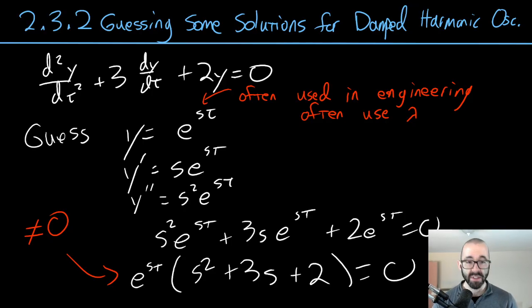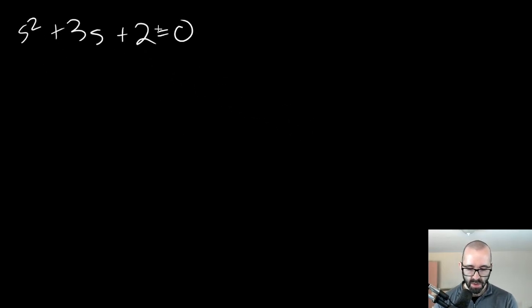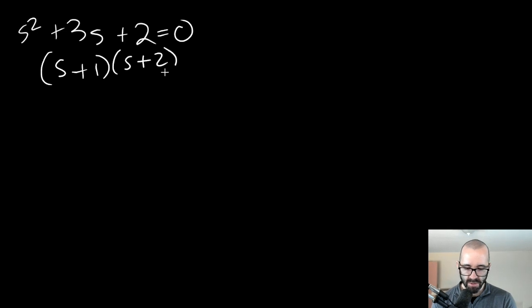Also, specifically, we want this to equal 0 for all time. It seems to be true everywhere. So we're going to say, okay, what value of s will make this equal to 0? That'll give us an answer. When we solve that, this is a quadratic. We're going to get s plus 1, s plus 2. You could use the quadratic formula, you could complete the square, or you could factor.